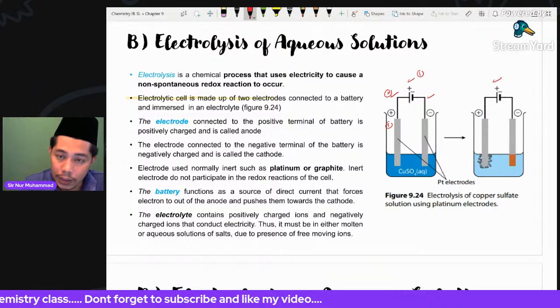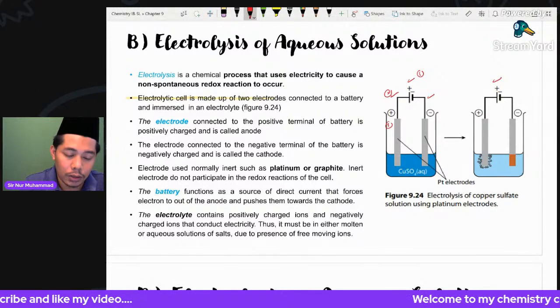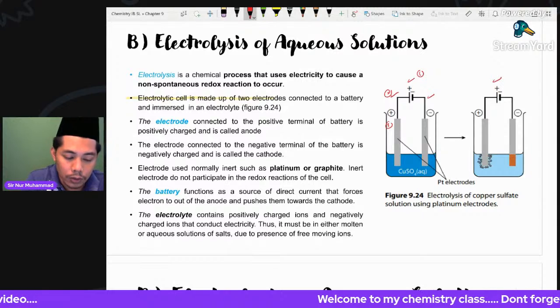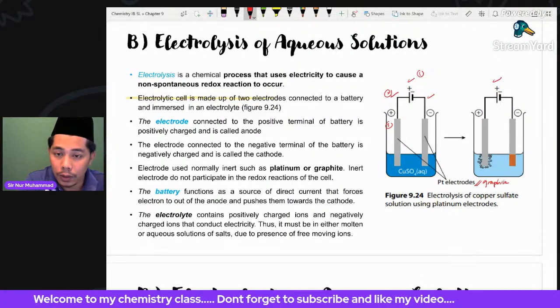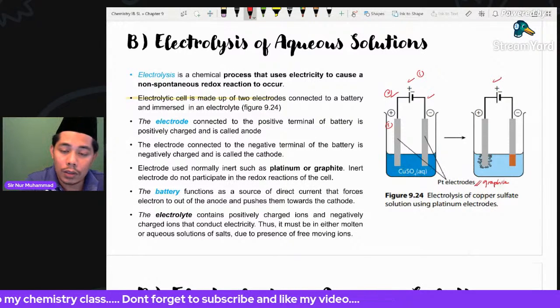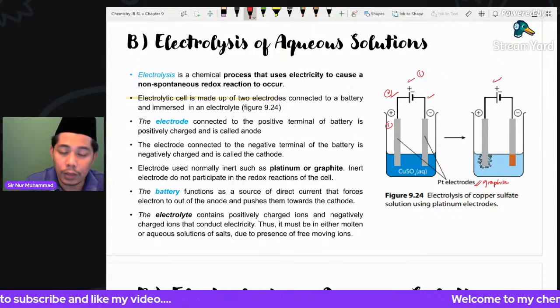Okay, for the electrolytic cell, we use inert electrode. There are two types of inert electrode. First, we can use platinum. Another one, we can use graphite. Graphite is carbon. Okay, and we just use one type of electrolyte.